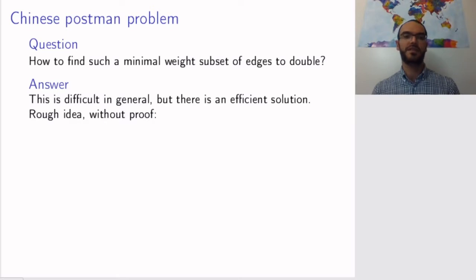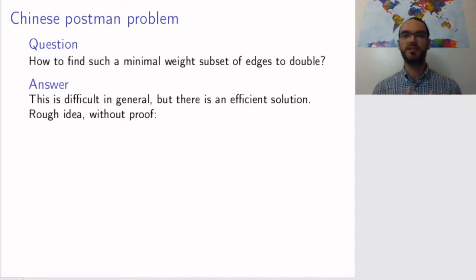How do we solve this? How do I find such a minimal weight subset of edges that if I can double them, I will be fine? In general, if you imagine a huge graph, this is difficult, but there is an efficient solution. Still, it's a complicated solution. We will not go through this, but I will give you the rough idea without any proof. And for that idea, we will have to introduce a new concept.